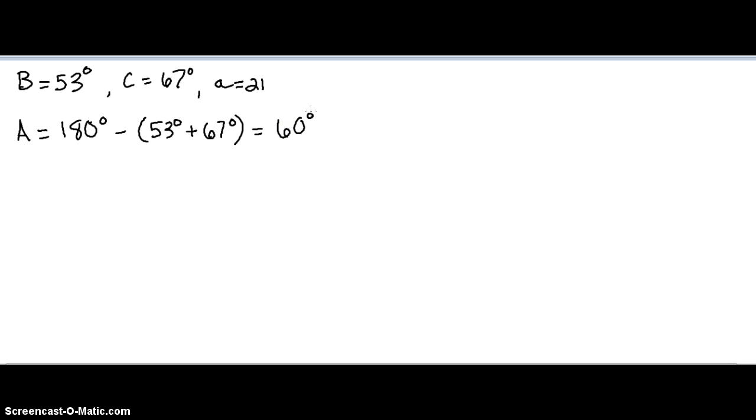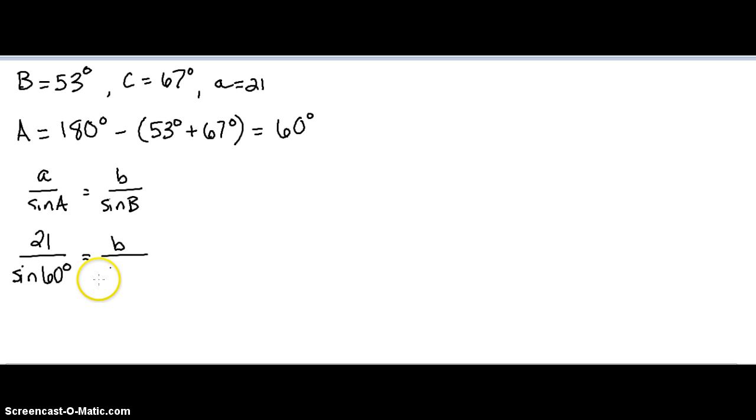Now, the law of sines says that A over sine of A is equal to, let's just go ahead and do B over sine of B. So we're going to be solving for side B. So to do that, we're going to plug in what we know. So we know A is 21. The sine of A is going to be the sine of 60 degrees. And that's going to be equal to B over the sine of 53 degrees.